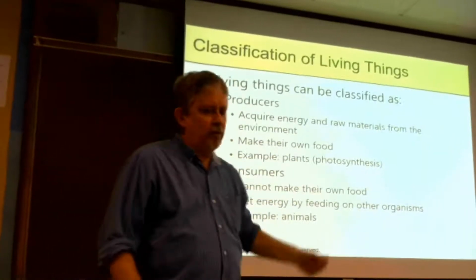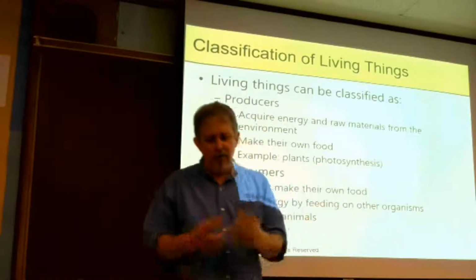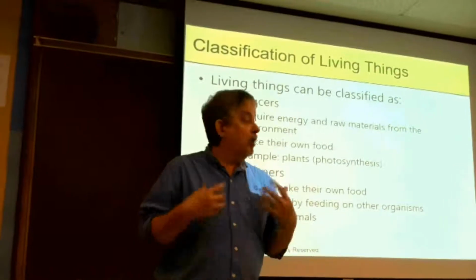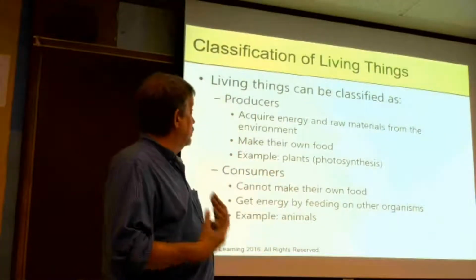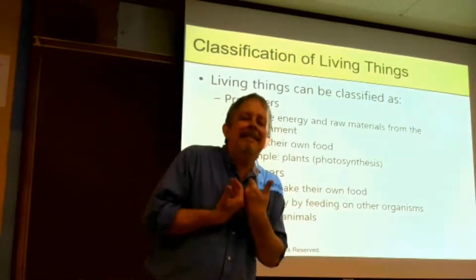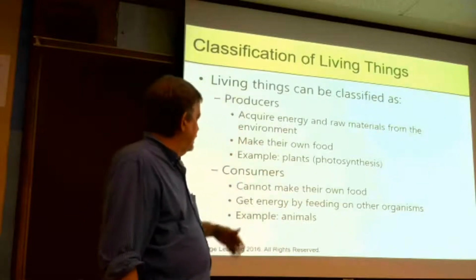So plants, through the process of photosynthesis, photo means light, synthesis means to build. They use light to build sugars. They use light to build their own energy. And so they are the producers. They produce their own energy. They don't need to eat because they can convert sunlight into the energy that they need.